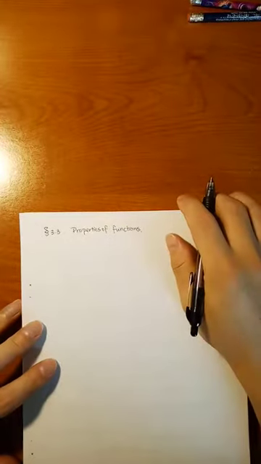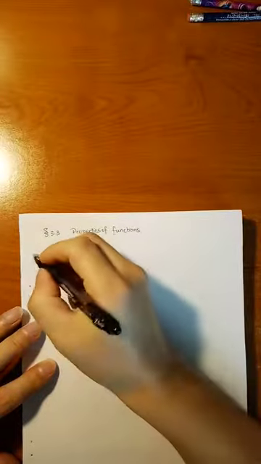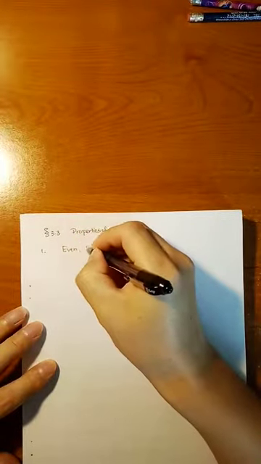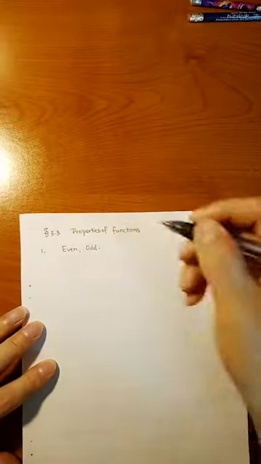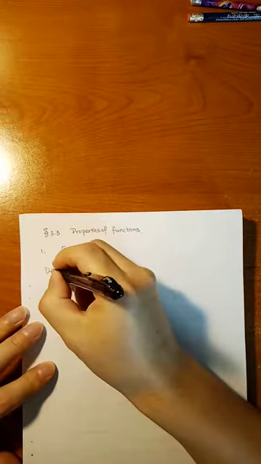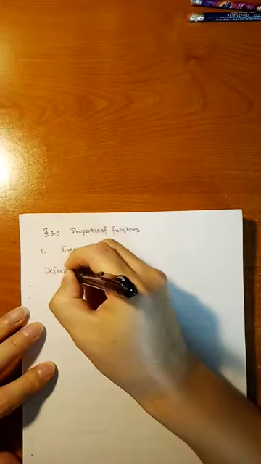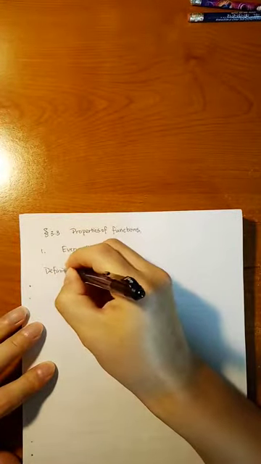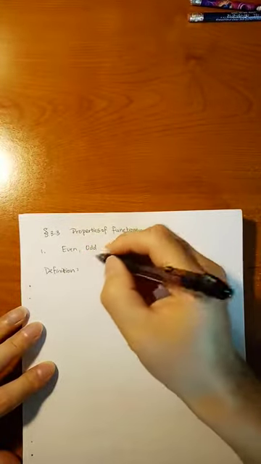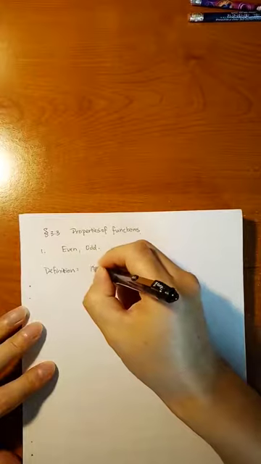First, we talk about the even-odd properties. Even and odd property. Let's see the definition first. What is even and odd? We already know what is an even number and what is an odd number. Now, let's see what's the even function, odd function.